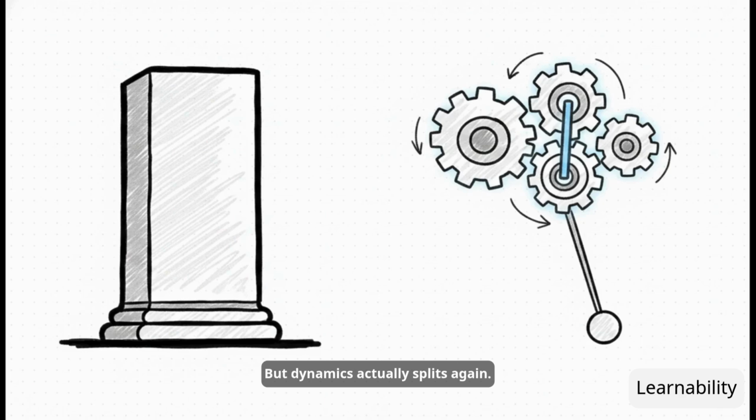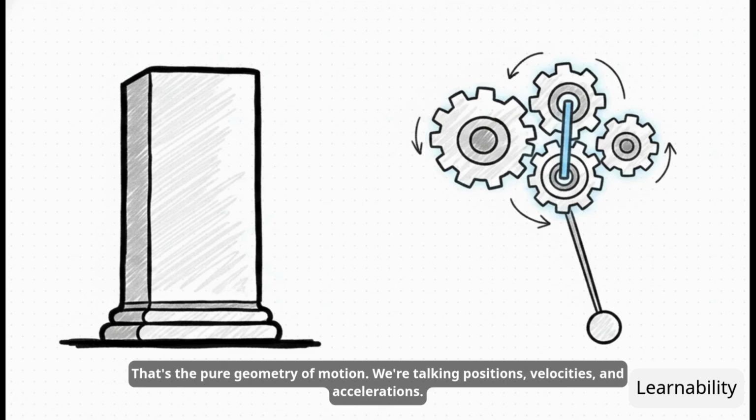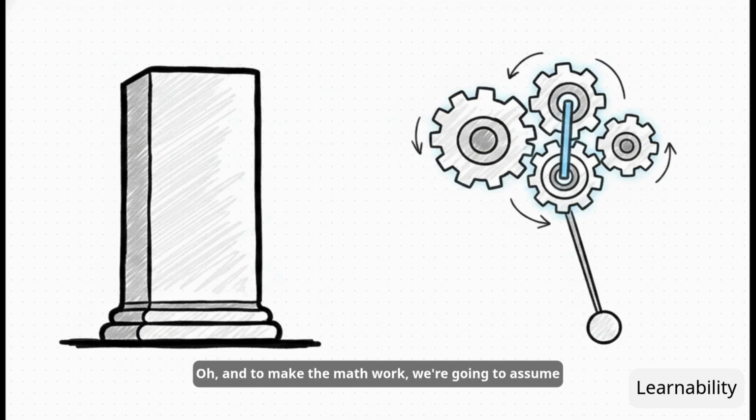But dynamics actually splits again. For this explainer, we are zeroing in strictly on kinematics. That's the pure geometry of motion. We're talking positions, velocities, and accelerations, and we are completely ignoring the actual forces or kinetics for now. Oh, and to make the math work, we're going to assume all the parts we're looking at are perfectly rigid. No bending, no flexing under pressure.